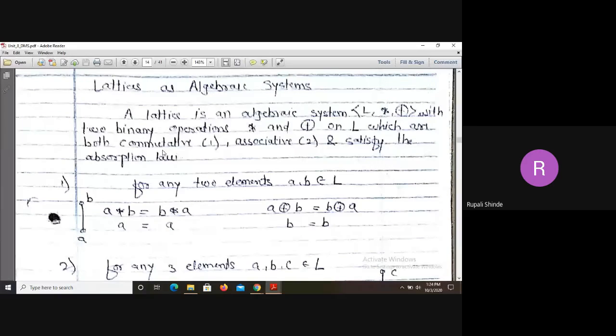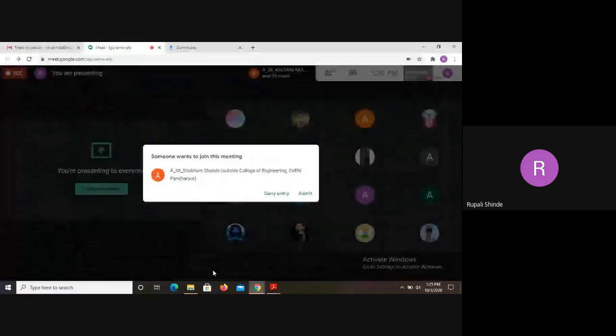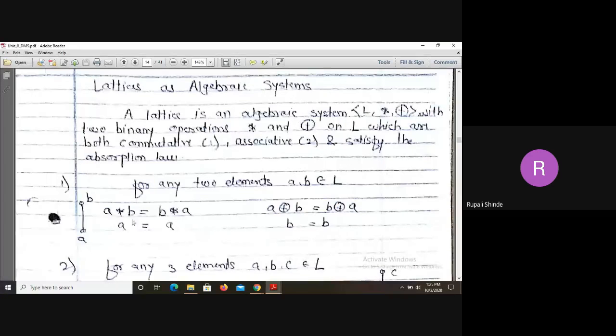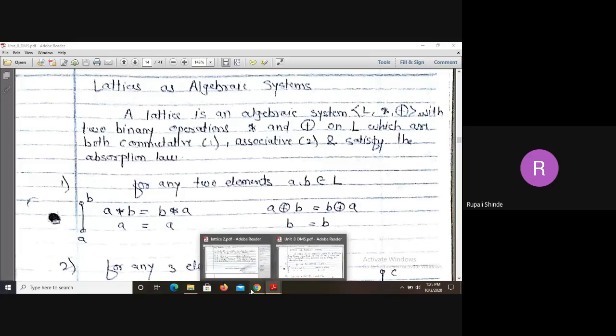So let us take the first property, that is commutative property. A star B is equal to B star A. If you consider any two elements A and B that belong to L, then we have to show A star B is equal to B star A and A XOR B is equal to B XOR A. The first operation is meet operation, second one is join operation.